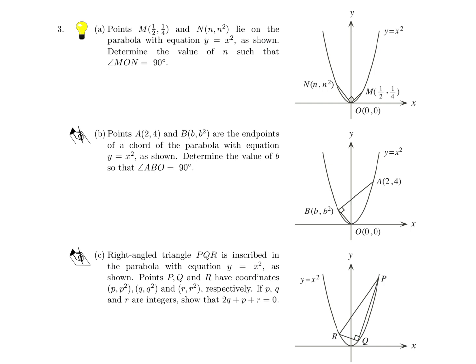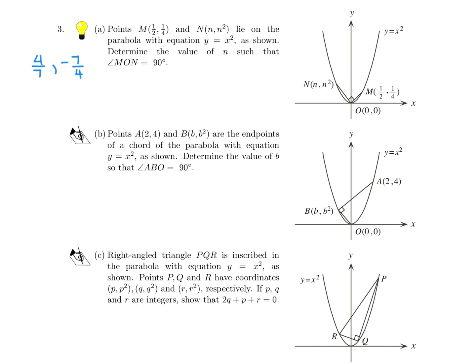Points M and N lie on the parabola y equals x squared. Determine the value of n such that angle MON is 90. All right, if that angle is 90, then those two lines that you can see are going to be perpendicular, and perpendicular lines have slopes that are negative reciprocals. So, for example, if one slope was 4 over 7, the other slope would be negative 7 over 4.